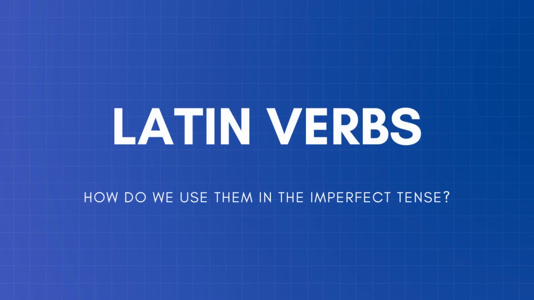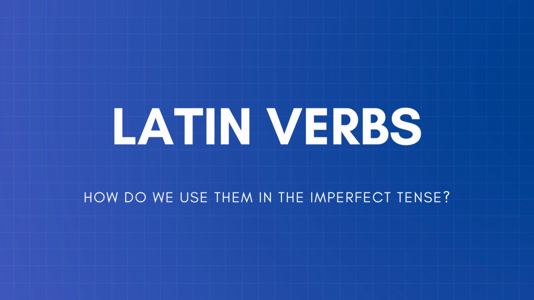Hey everyone, in this video we're going to take a look at Latin verbs again, but now we're going to look at a different tense. So in past videos we've talked about what is a tense, what does it mean, what are the different tenses in Latin, and we've talked about how to do the present tense in a previous video, but now we're going to talk about the imperfect tense, right?